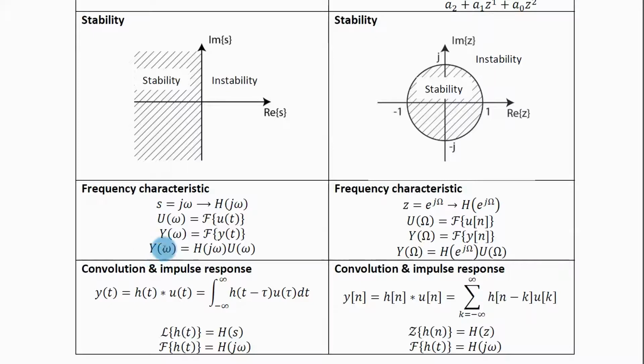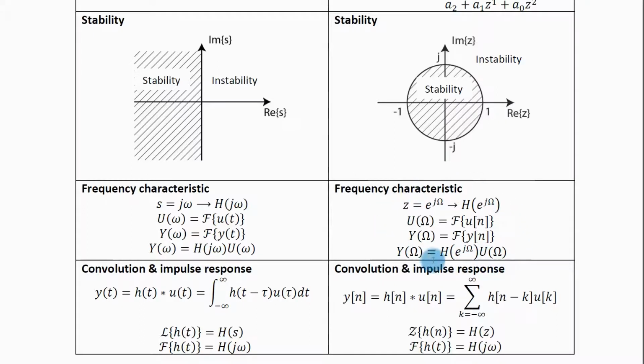For the discrete time systems, you will get the frequency characteristic when in the transfer function you substitute e to the j omega for z. And if this is the Fourier spectrum of the input signal and this is the Fourier spectrum of the output signal, then the spectrum of the output signal can be computed from the spectrum of the input signal by multiplying it with the frequency characteristic.